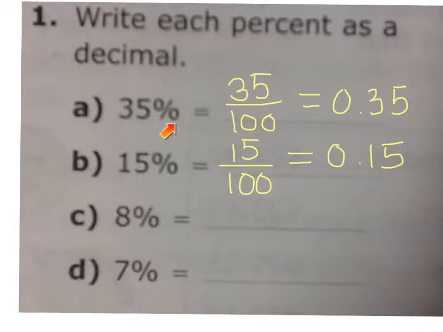So 35% in decimal form is 35 divided by 100, which gives me 0.35. 15%, same routine. You take the 15, you divide it by 100, and you get 0.15. Can you do the next two percents? And then I will show you the solution to see if you've done it correctly.